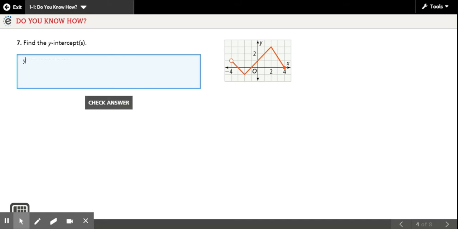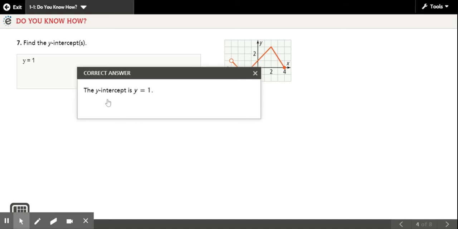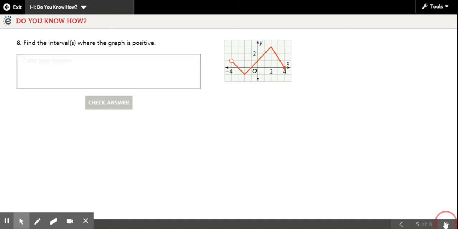All right, so I learned my lesson from the last one. I'm just going to say y equals 1. Intercept is y equals 1. Okay.